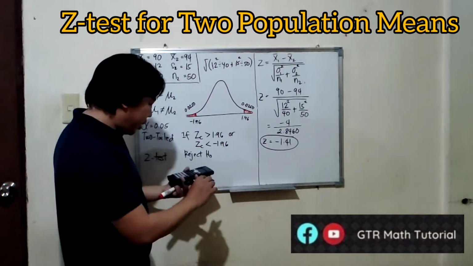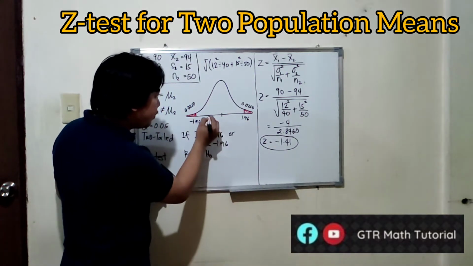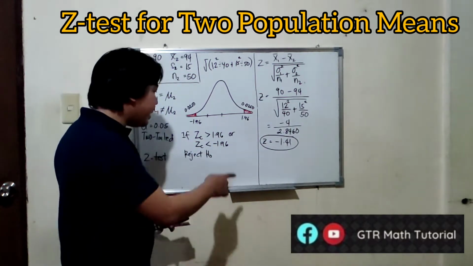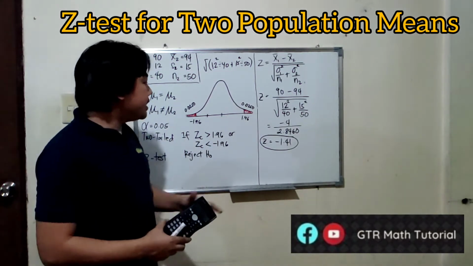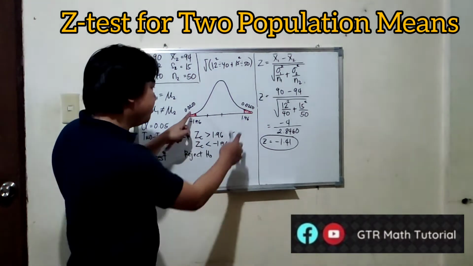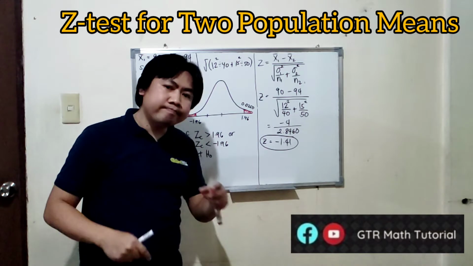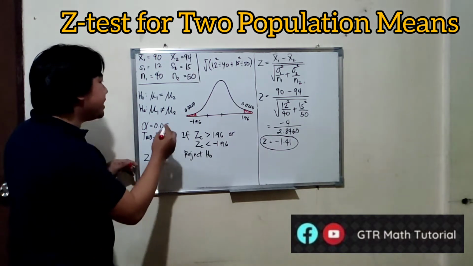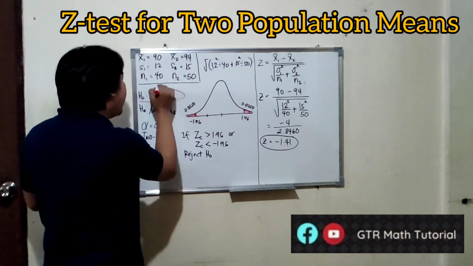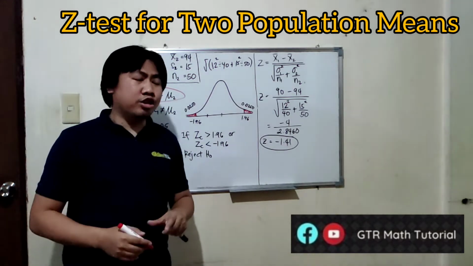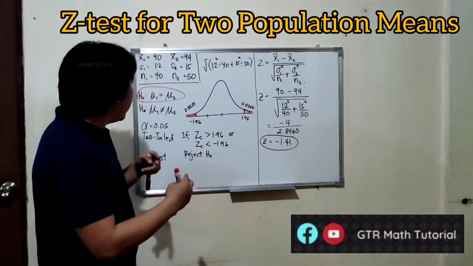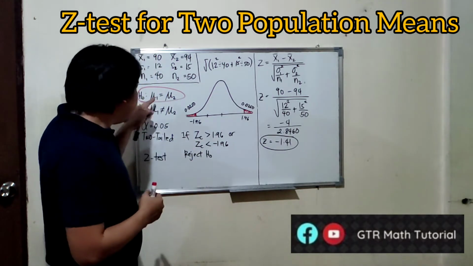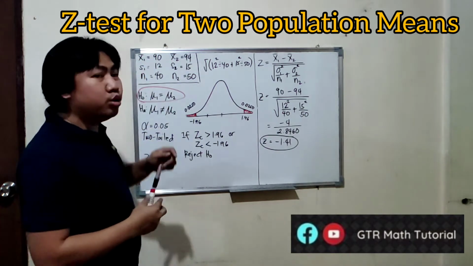So where is the point negative 1.41? So the middle is 0, so negative 1.41, so banda dito. So since the computed Z is not in the rejection region, so here's our conclusion. Since the computed Z is not in the rejection region, therefore, we do not reject the null hypothesis. So if we say do not reject the null hypothesis, we will accept the null hypothesis. So that means there is no significant difference between the test scores of the students in the day and evening classes. So the difference is due to sampling error.